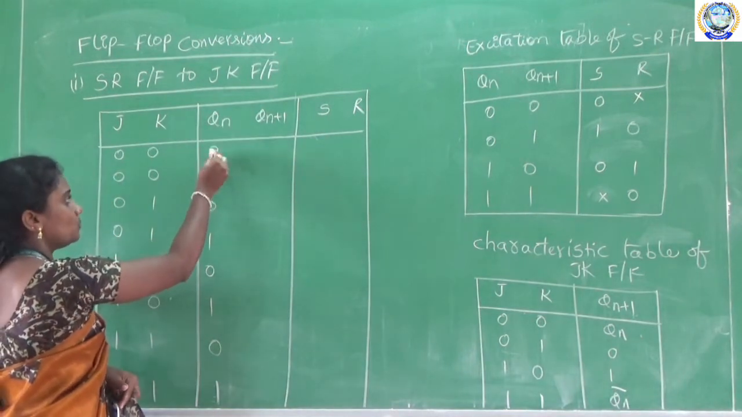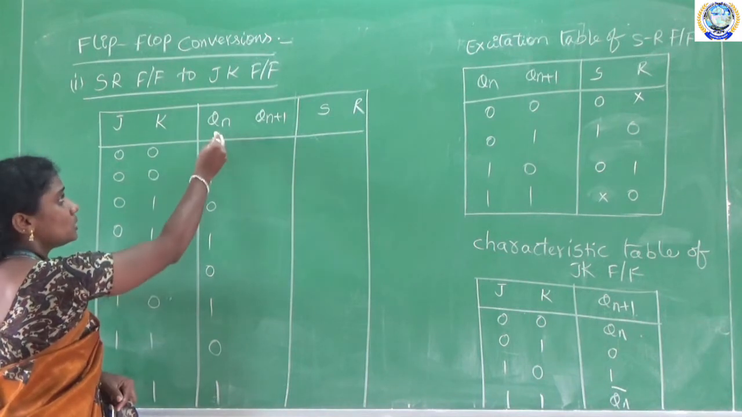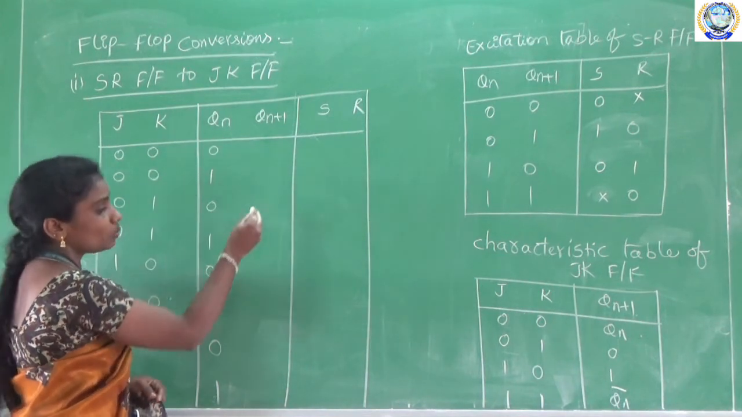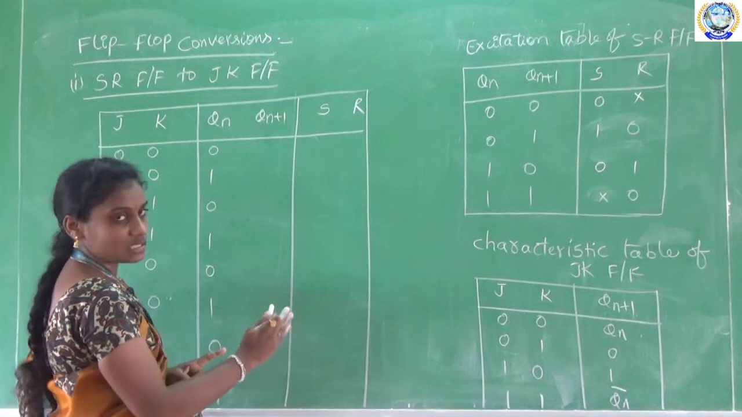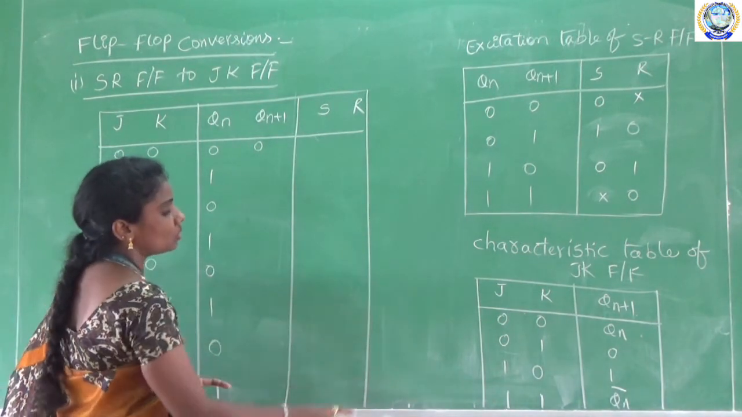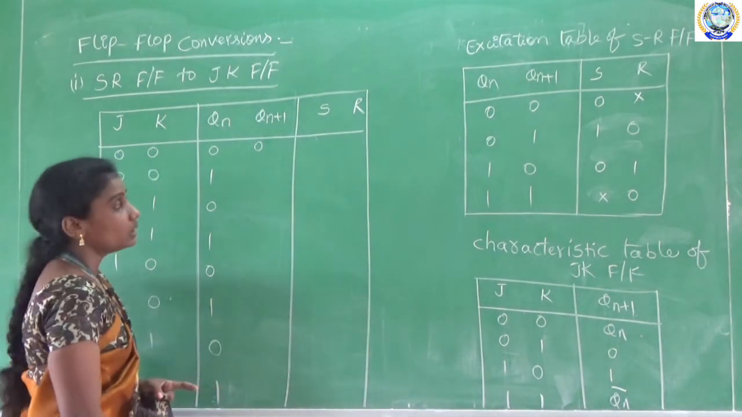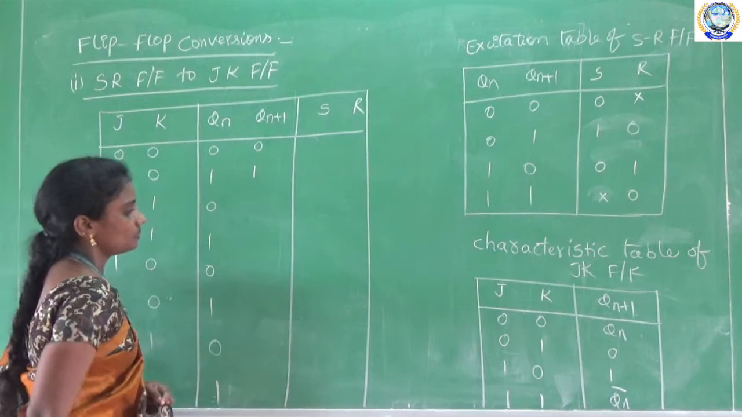Qn equal to 0. Again in the next condition, if J equal to 0, K equal to 0, Qn plus 1 is the same as the present state, that is Qn. So now I will write from the characteristic table Qn plus 1 equal to Qn when J equal to 0 and K equal to 0.